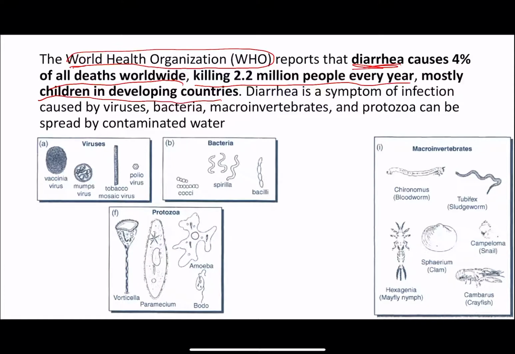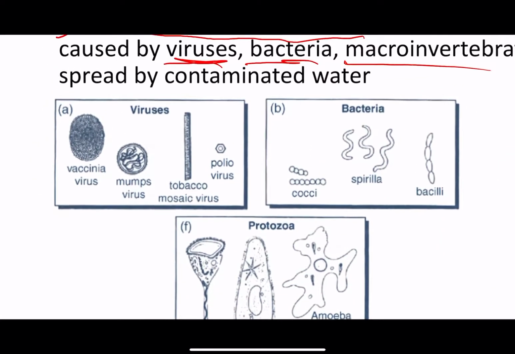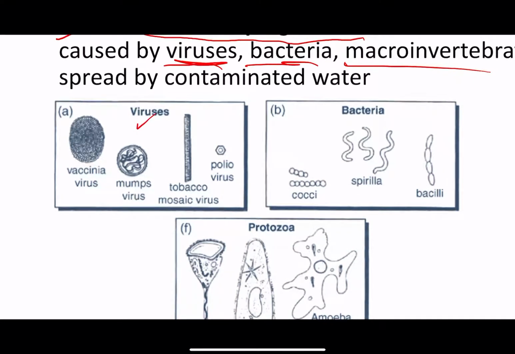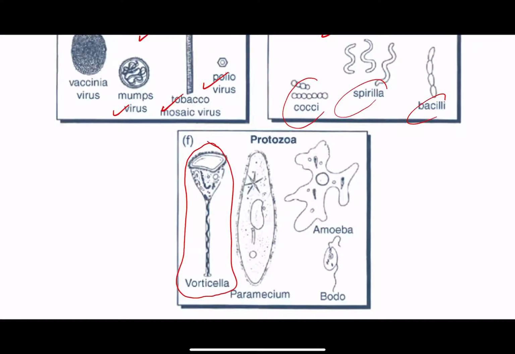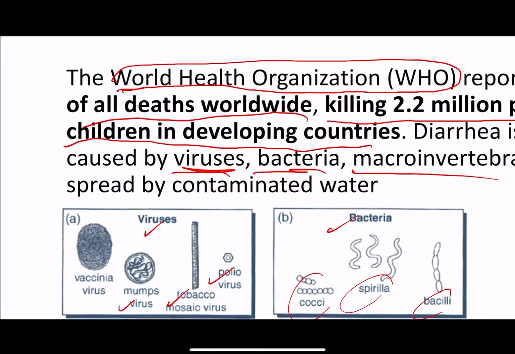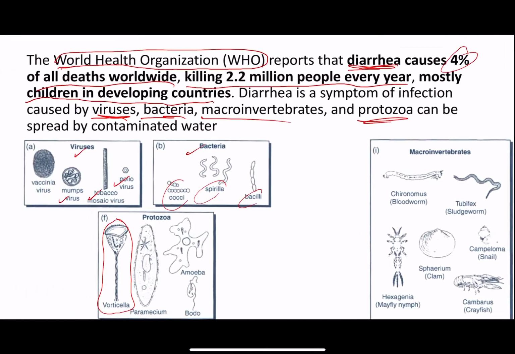What is diarrhea? Diarrhea is a symptom of infection caused by viruses, bacteria, macroinvertebrates, and protozoa. And what is the main way it spreads? By water. If you drink water with viruses, bacteria, and protozoa, this can cause diarrhea. And when you have diarrhea, remember that 4% of all deaths worldwide can be caused by diarrhea alone. So I could give you examples of microorganisms that can cause diarrhea: viruses, like mumps virus, tobacco virus, and polio virus; bacteria, of the same types we talked about, cocci, spirilla, and bacilli; and protozoa, of course, the most important one being Vorticella, and the rest, amoeba and others. So this is one example of a disease that might kill 4% of humans.